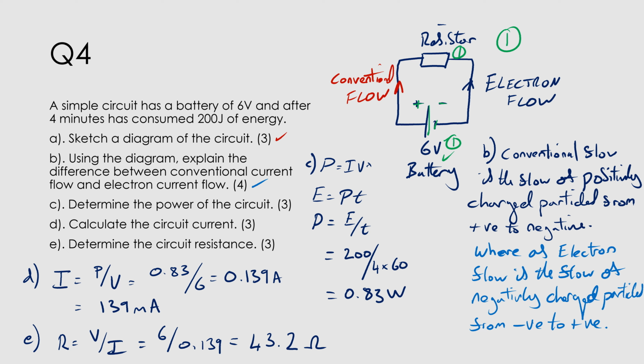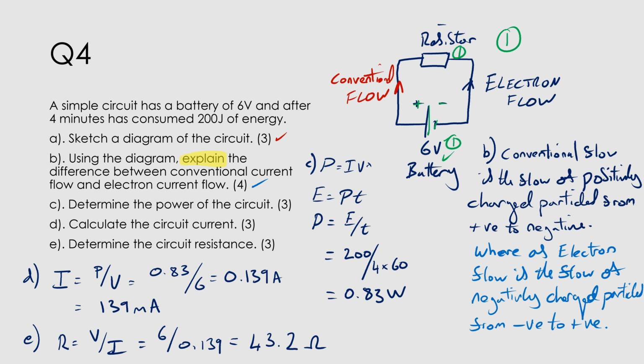For part B here, we were asked to use the diagram, and with the aid of the diagram, explain the difference between conventional current flow and electron flow. And just a wee note here, the key word here is explain. If we're asked to explain something, that means we have to give a written explanation. We can't just give a bullet point, and we can't just rely on the diagram by itself.